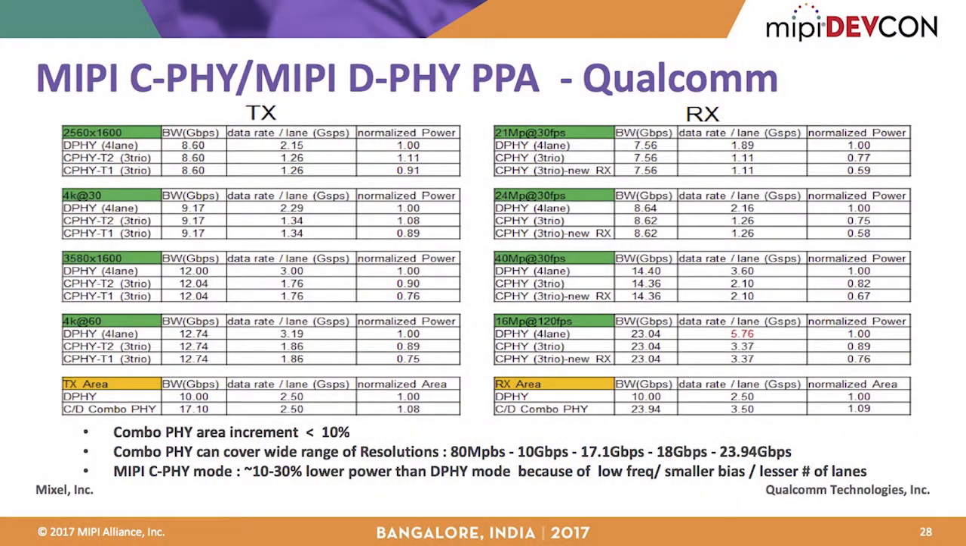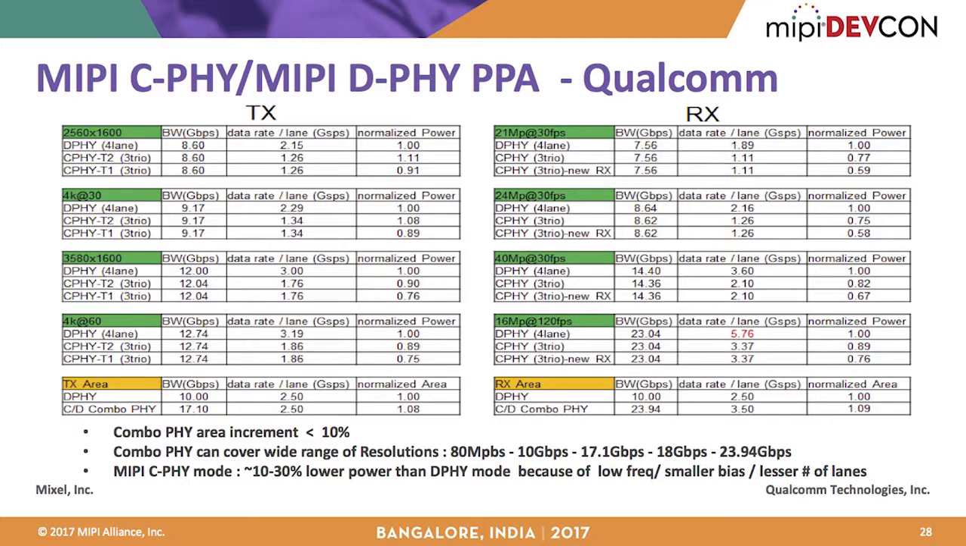And then we do some PPA analysis on the TX and RX side. So again, this is a combo PHY. Because of the combo PHY, there is some area waste. It's not waste, but area addition. But it has many advantages, because first of all, we can cover a very wide range of resolution, from low all the way to the top.